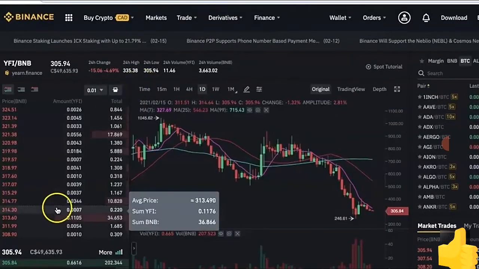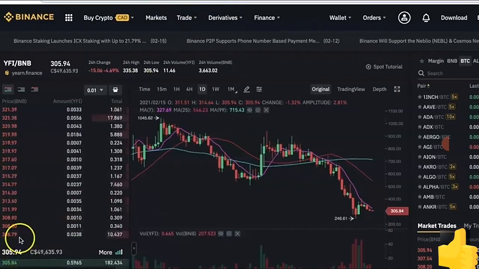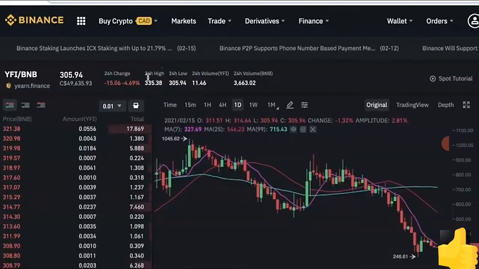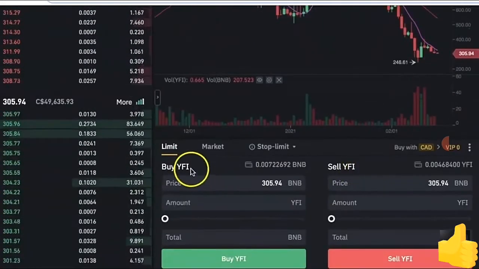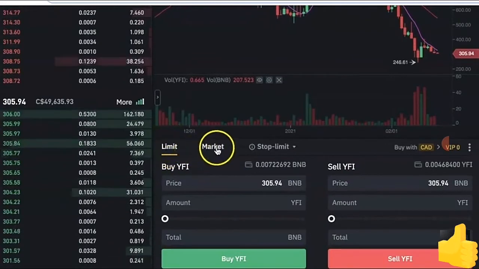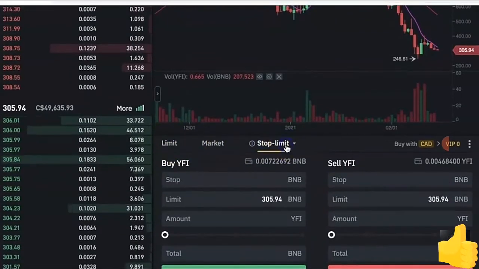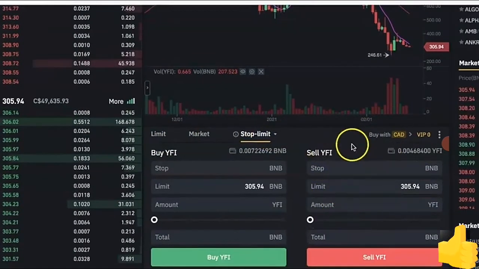So I can see that the current price of this coin is 305.94. But this is a 24-hour high. That means in the past 24 hours, this is how high it's been. So I'm going to set a stop limit order to say if the price reaches this again, sell it for me at a slightly lower price. So what I'm going to do is scroll. Right now it's on limit. This is market. I'm going to select stop limit, and it will open the path for me to enter the details for stop limit.